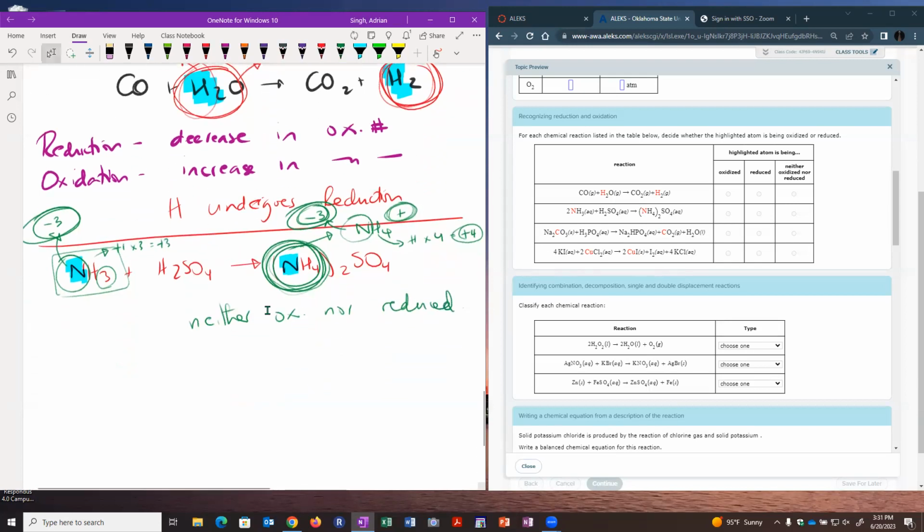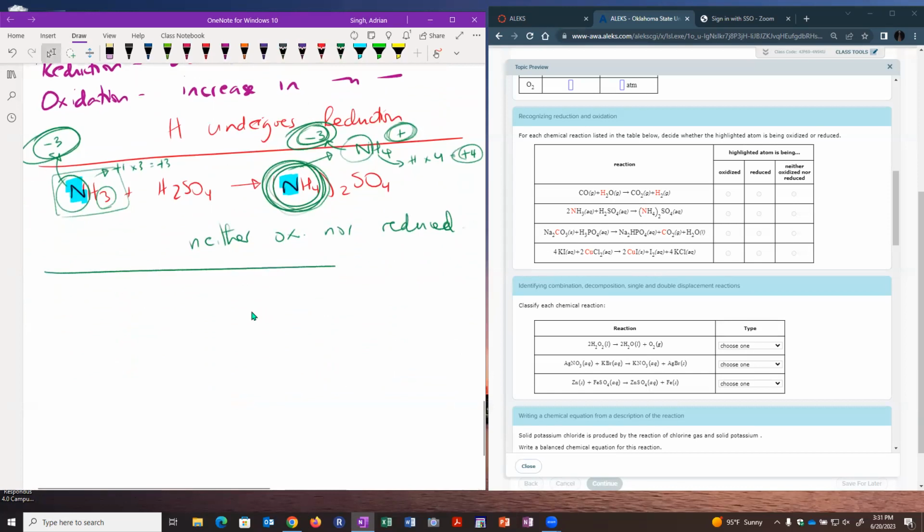Let's jump down. We can do the last one there. We're looking at potassium iodide combining with copper 2 chloride to give copper iodide plus iodine plus potassium chloride. And we're looking at the copper specifically. Again, the coefficients are only there to balance the equation. They don't affect the oxidation numbers.